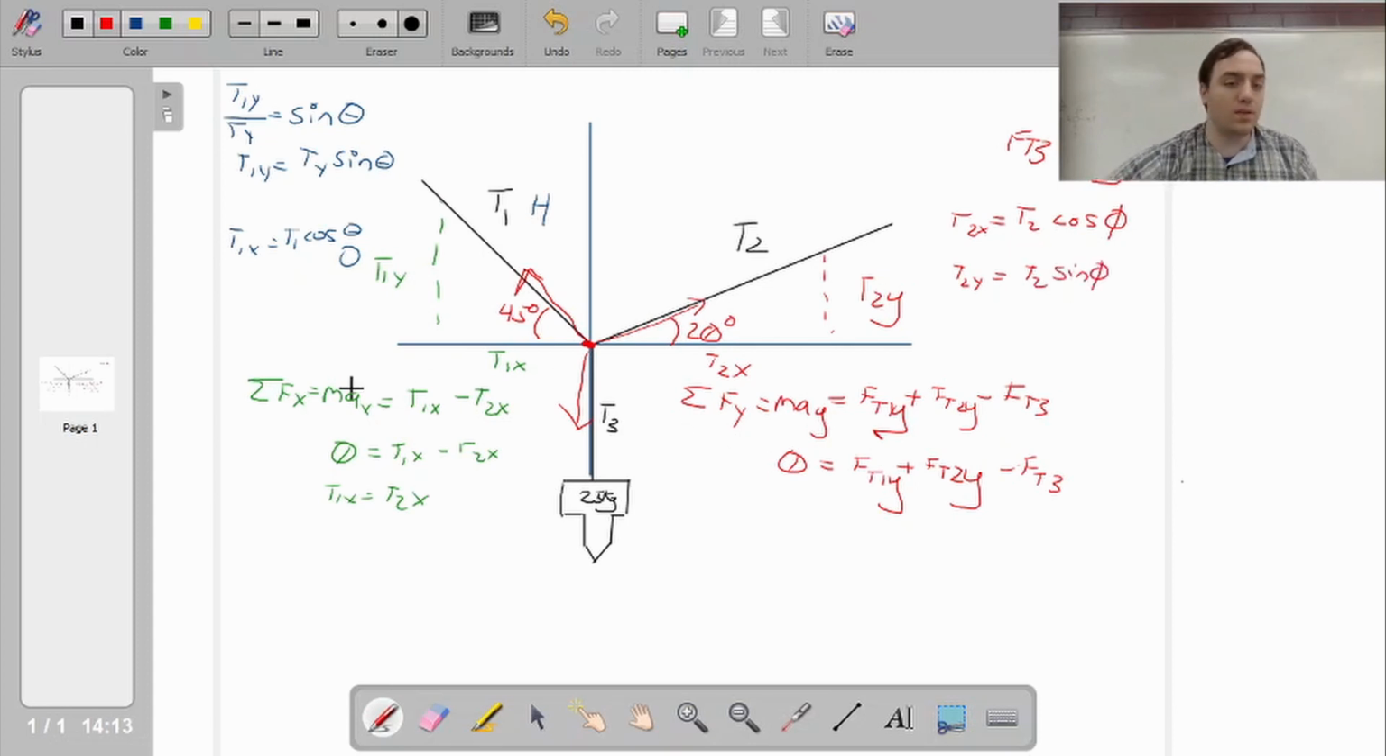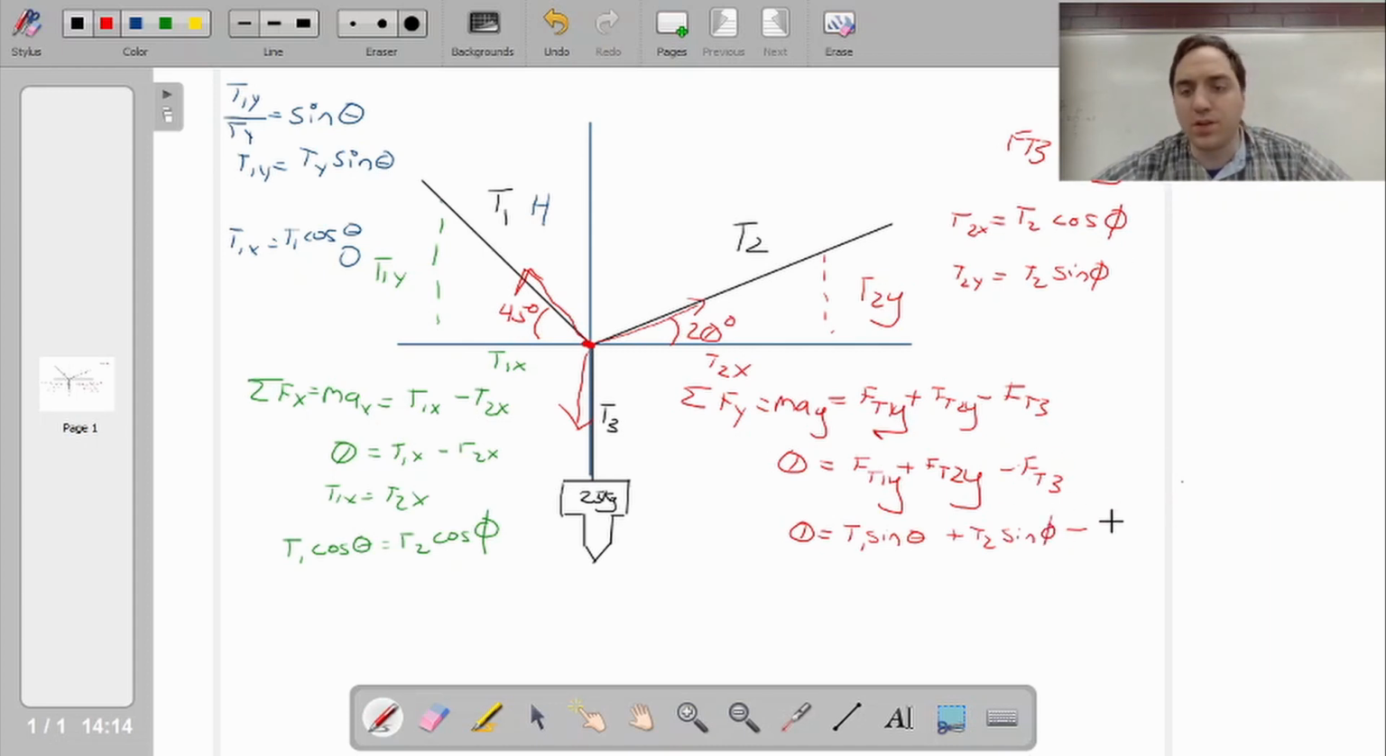And if I plug these values in, and substitute mg in for force tension 3, I know my angles, I know my mass, and I know g. So all that's left is to solve for the unknown, or more accurately, solve for both unknowns. Because we have two equations, two unknowns, we can end up with what's called a system of equations.